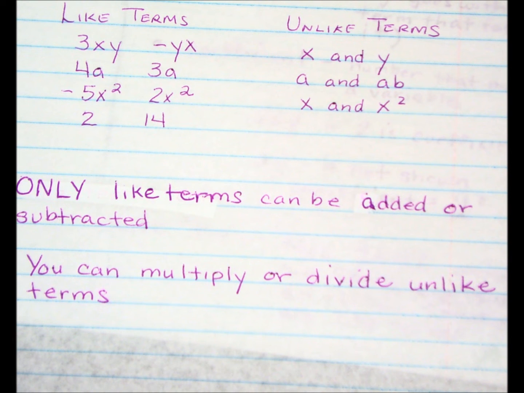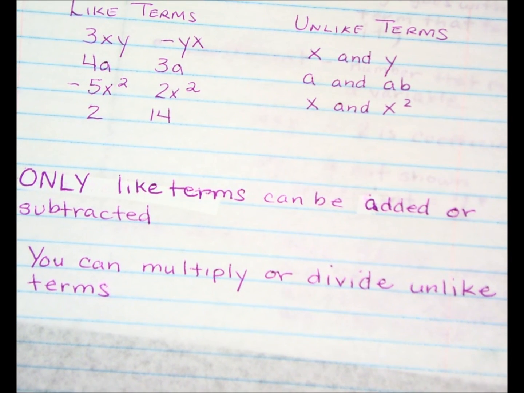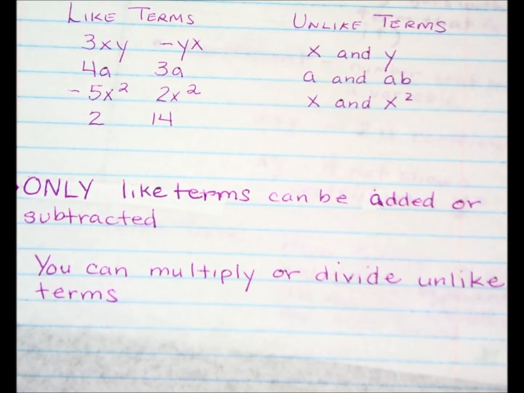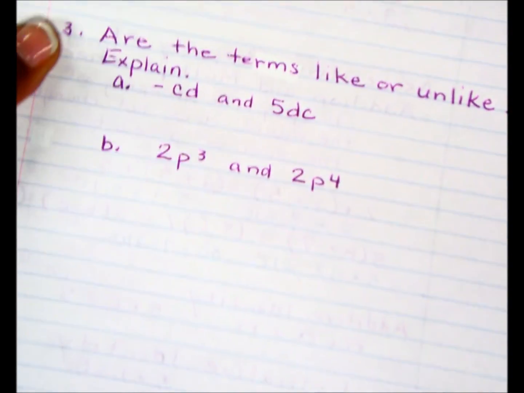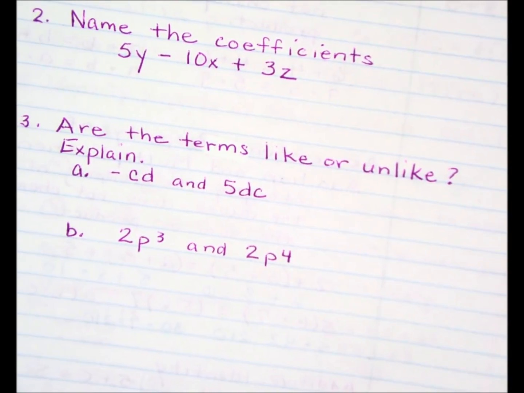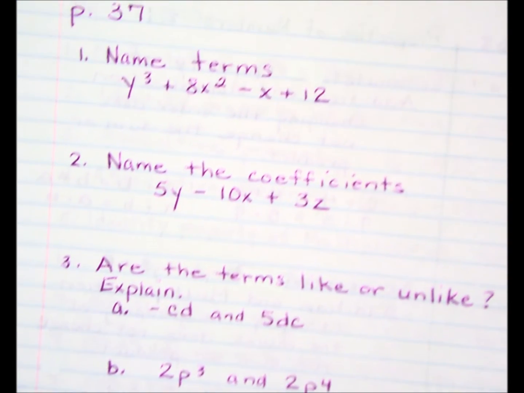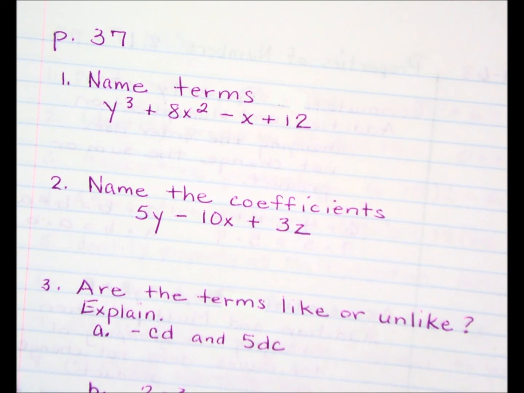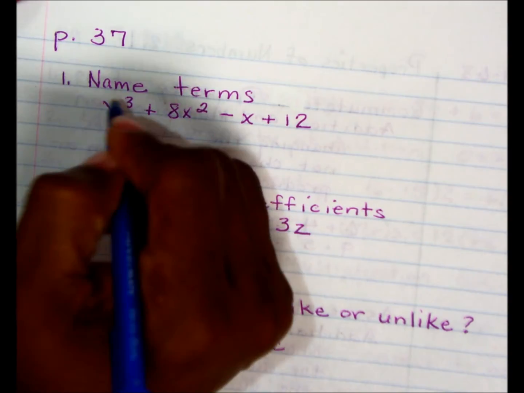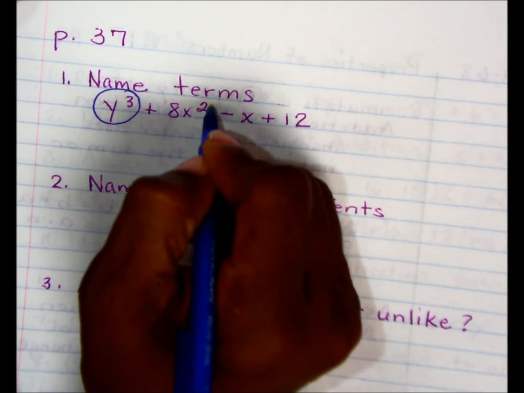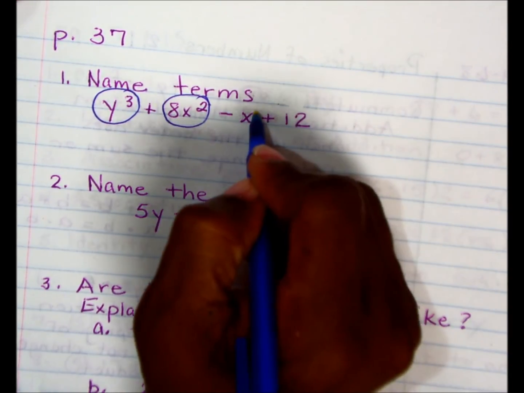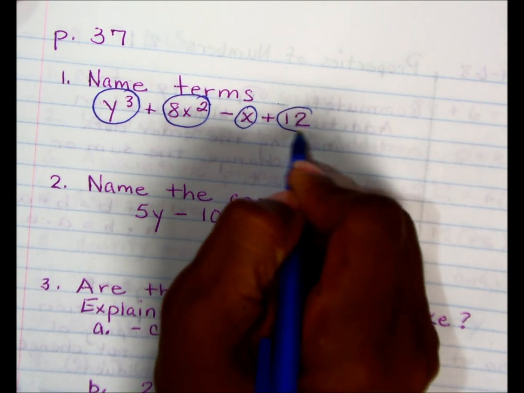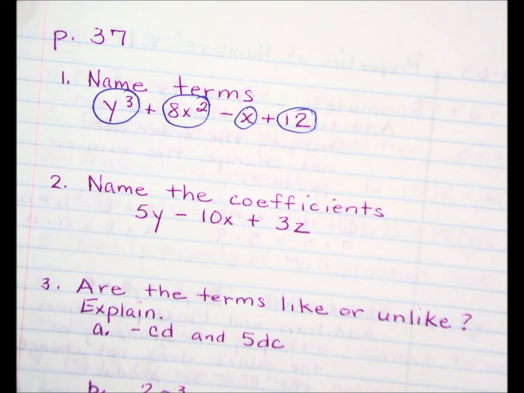Now, I'm going to give you the practice for this because you don't have a book at home. So turn to page 36 in your journal and we will do this practice. Okay, so terms are separated by addition and subtraction signs. So the first thing we're going to do is circle the terms. There's 1, there's 2, there's 3, and there's the fourth one. Okay, so there are 4 terms here.